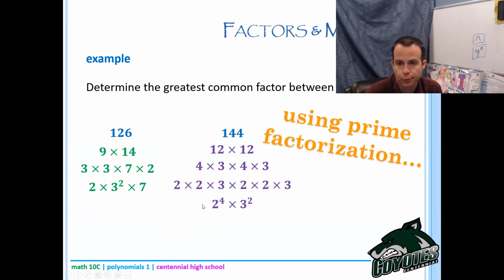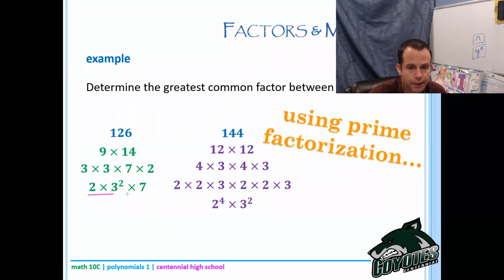I take my 144 and I prime factorize it, so I broke it down into 12 times 12, and then each 12 I broke into 4 times 3, and then each 4 I broke into 2 times 2. And then I put it all together. That gives me 2 to the 4 times 3 squared. Okay, so I now have the prime factorization of 126 right here and the prime factorization of 144 right there.